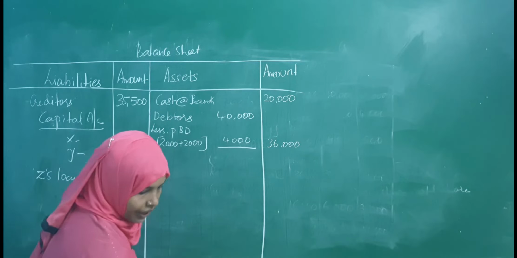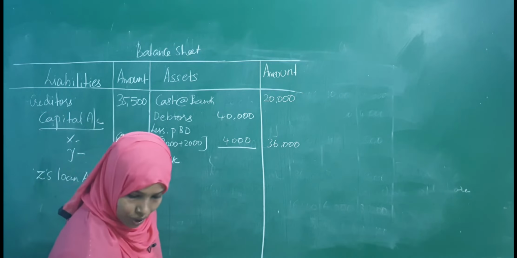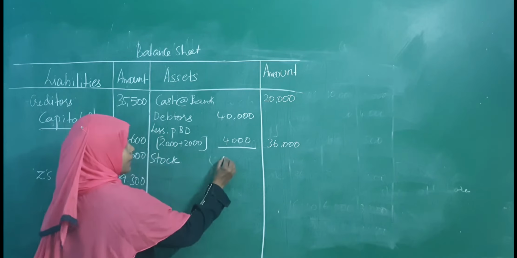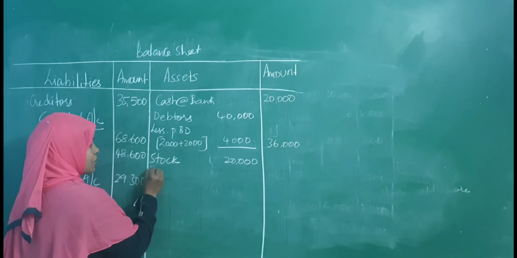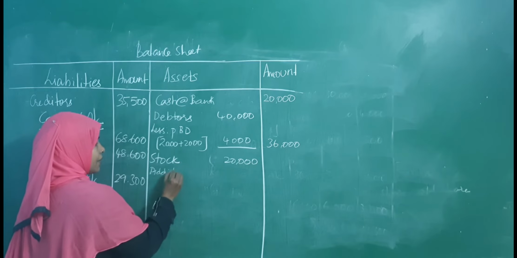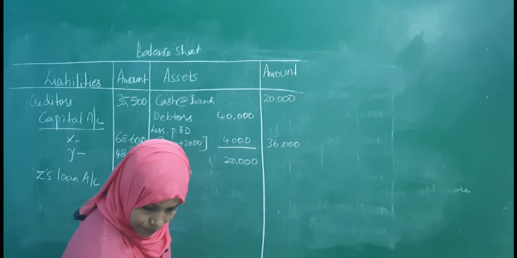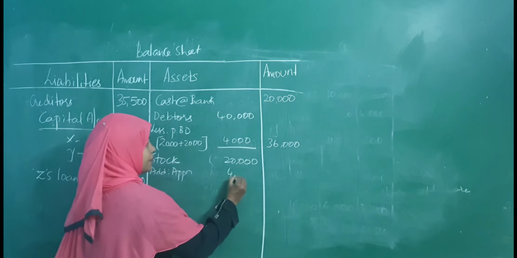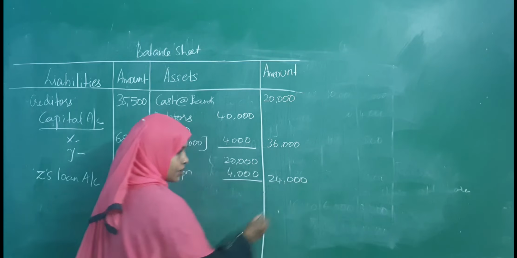Next we have stock. Check any adjustment whether they have given for stock. Yes, it's there. Stock has been appreciated, so add appreciation. It is 4,000. It comes to 24,000.